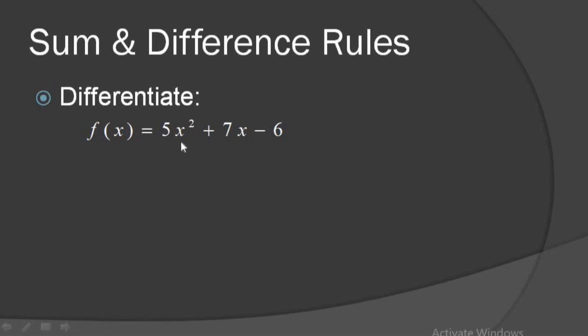Here the function is f of x is equal to 5 into x square plus 7x minus 6. Now the derivative of f of x with respect to x, we get f dash x is equal to 10x plus 7. Here the derivative of minus 6 with respect to x is 0 because minus 6 is a constant.